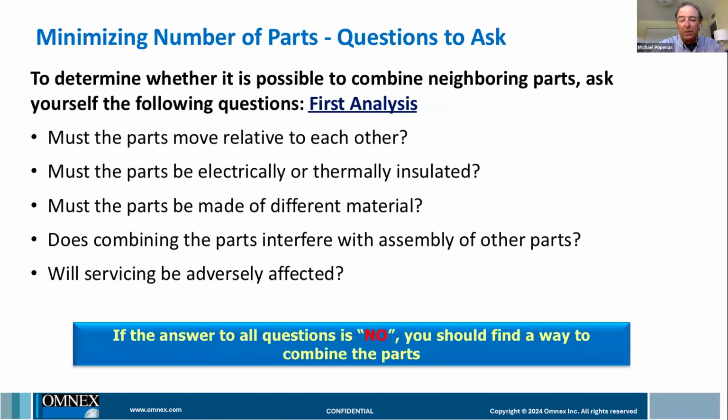Do they have to move relative to each other? Do you have to be electrothermally insulated? Do they need to be of different material? Will they interfere with other assemblies if they get bigger in size, which they will a bit? And then service: will service be adversely affected if we combine neighboring parts? These 5 questions will help us start to combine parts and cut the number of parts out, but we need to ask these questions first.